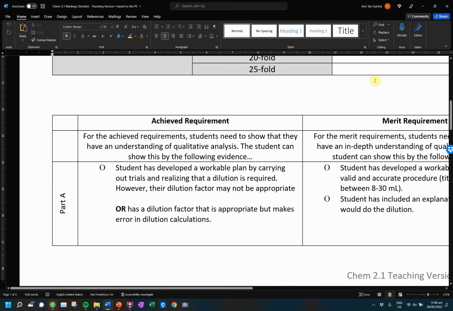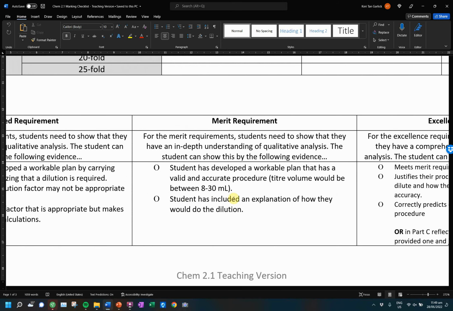So for part A, and most of you I could see could do this, you develop a workable plan, carrying out trials, realizing a dilution is required, and doing some sort of dilution factor. If you're at the achieve level, you've given me a bad dilution factor and your stuff doesn't make sense. The good news is, looking at everybody's work, I don't think anyone's there. Most of you know what you're doing with these calculations, so that's the first thing to tick off, okay? Phew.